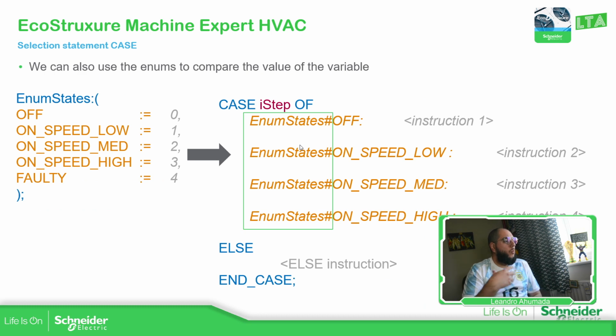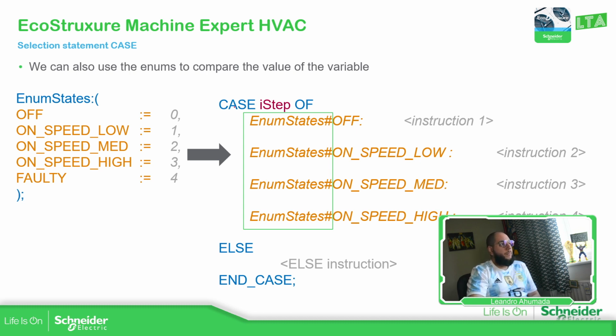So another way, instead of using the number 0, 1 or whatever, that sometimes doesn't mean anything. Is this step 1 or is this step 2 and we don't know what it is, or is it a condition? Instead of using the value, we can compare with the enum. So we can create an enum and then use the enum instance in order to make the comparison. So it's going to be much easier for us to understand.